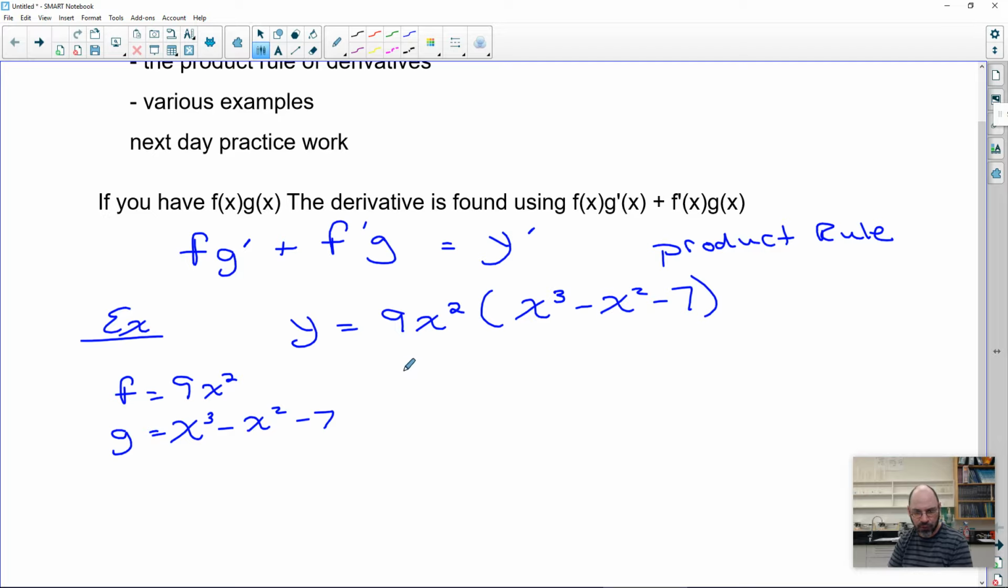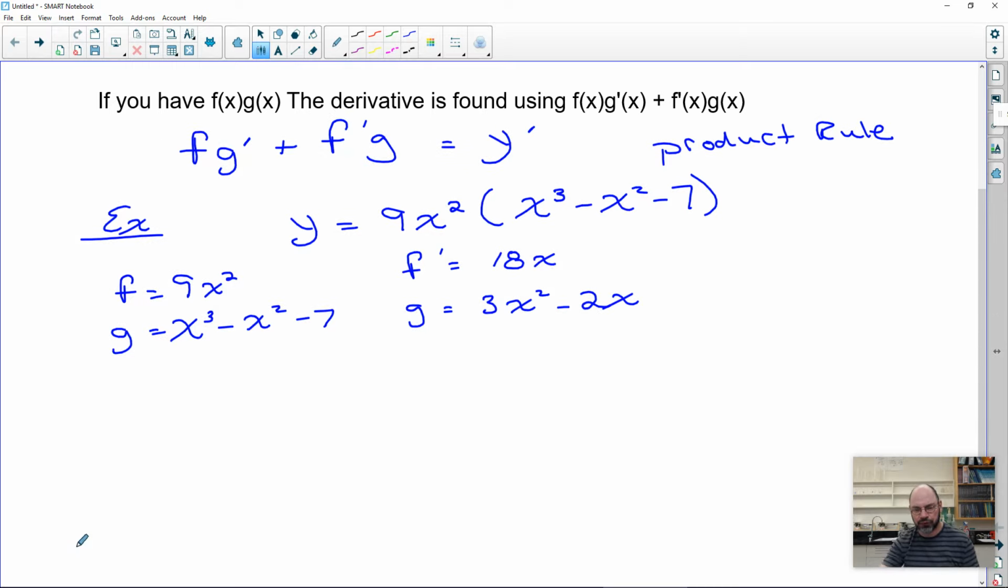we could then figure out what f prime and g prime are and then apply this rule. So f prime would be 18x, like that. And then g prime would be 3x squared, so 3 out front, 3 using the power rule, x squared minus 2x. Okay, and that would be the 4 parts that we need. Now we would just apply the product rule together.